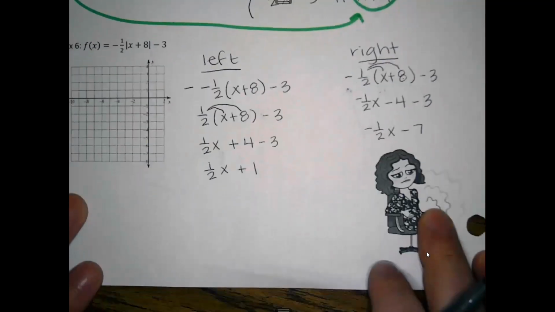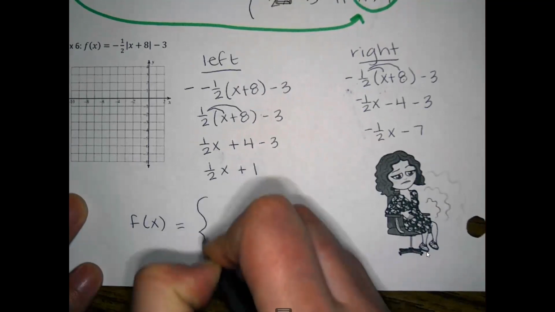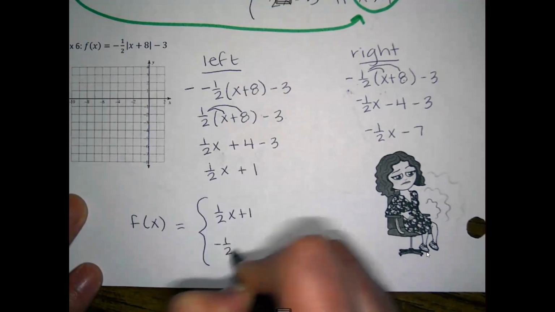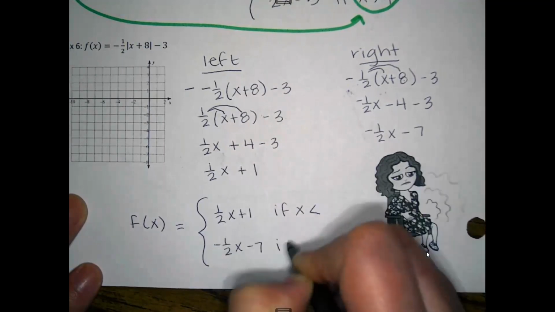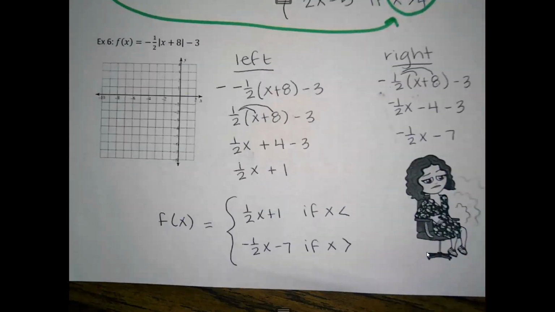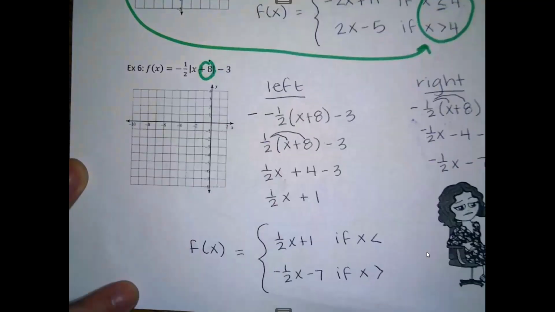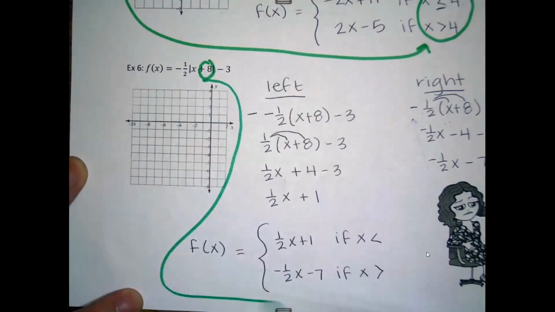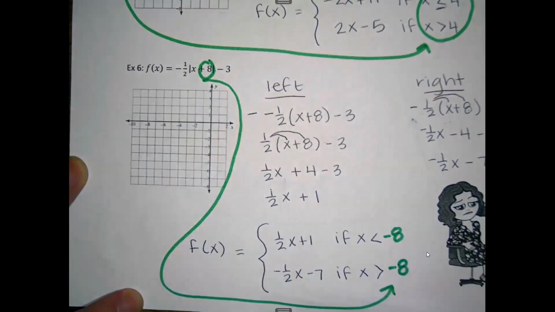Okay, so we got our left side, we got our right side. f of x. We got our left side. We got our right side. So if x left side, if x right side, okay? And then our vertex is negative 8, negative 3. So I'm just going to take this and go zoop. Negative 8 goes right in there.